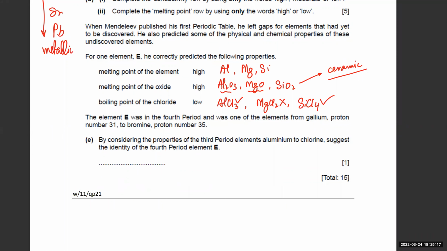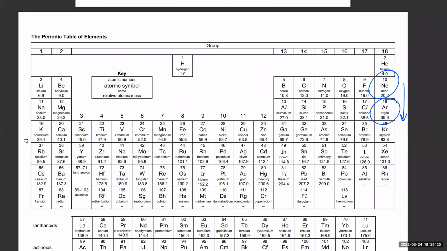Yes, sir. So the element E was in the fourth period and was the elements from gallium, proton number 31 to bromine. So let me, वो कह रहा है gallium से लेके ना bromine के बीच में कोई है. अब period 3 की properties क्यों discuss करते हैं? क्योंकि every period almost has the same properties. Like if you have any element in group 1, the bottom one is also going to have similar physical and chemical properties. Not identical, but almost or relatively the same.